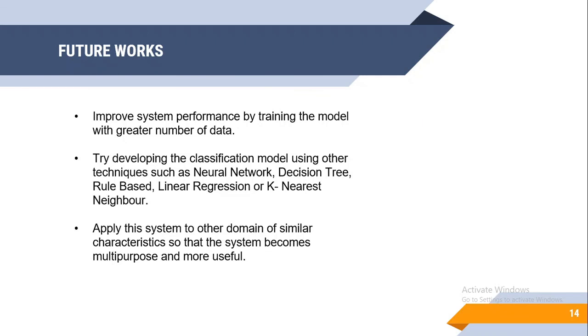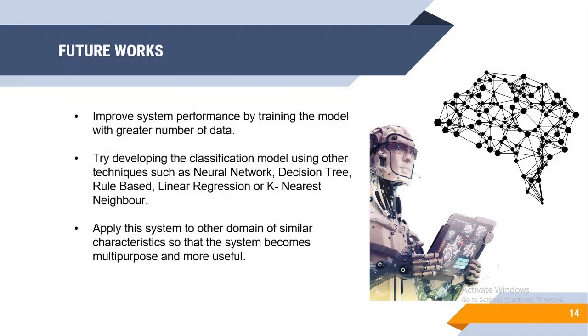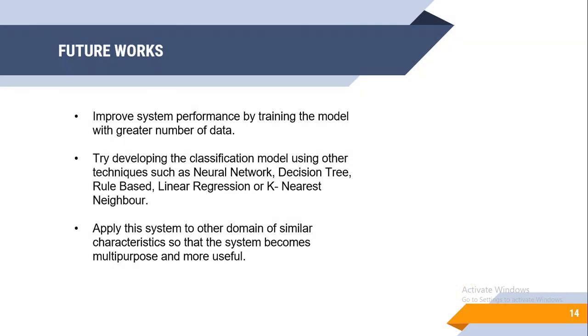Second, we can try to develop the classification model using other AI techniques such as neural network and decision tree and more. By exploring these AI techniques, the outcome of every technique can be compared and the best technique's performance can be known. Lastly, we can try to apply the system to other domains of similar characteristics, for example, on work from home workers, office workers, or in a physical classroom setting, so that the system becomes multi-purpose and more useful.